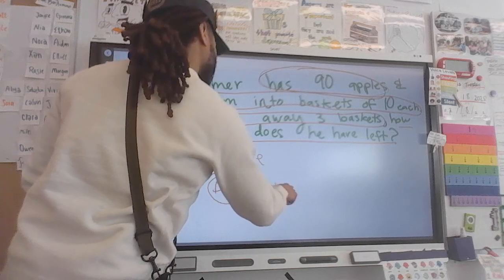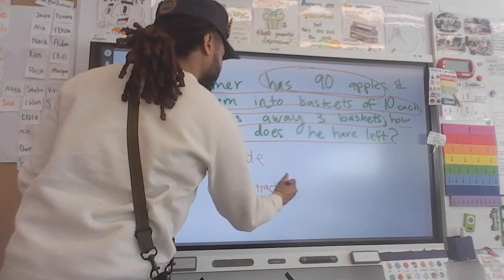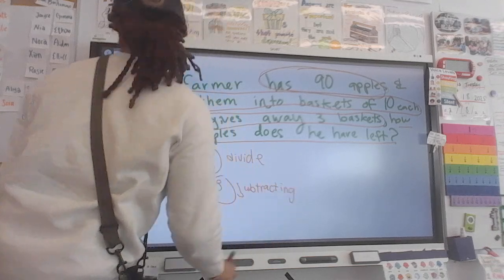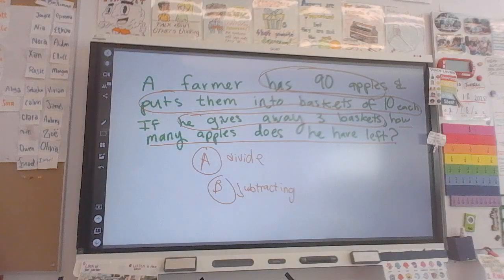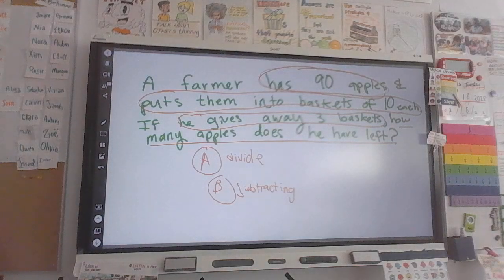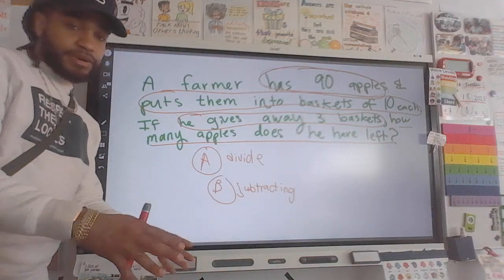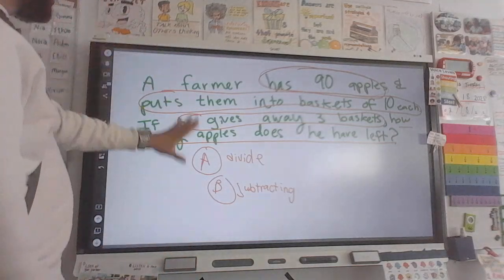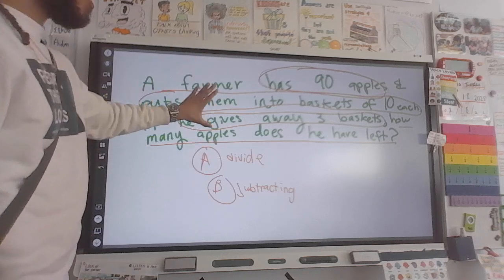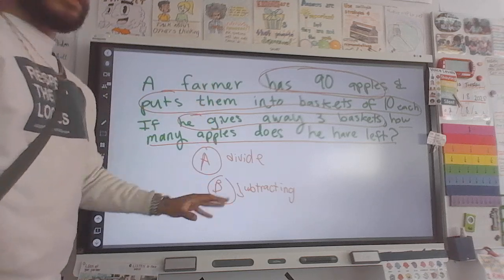Subtract. Ooh. I'm just making up words. Subtract. All right. So I'm going to subtract. Hopefully that's a little bit better. First operation is to divide. Then I know I have to subtract.